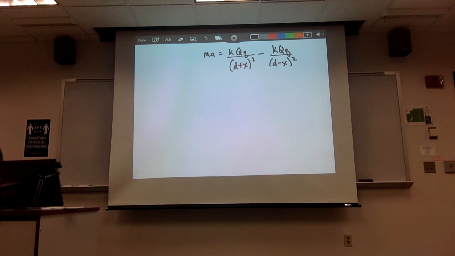So now what we know is that K, Q, Q are all constants, so let's factor those out. So it's going to be K, Q, Q times 1 over D plus x quantity squared minus 1 over D minus x quantity squared.